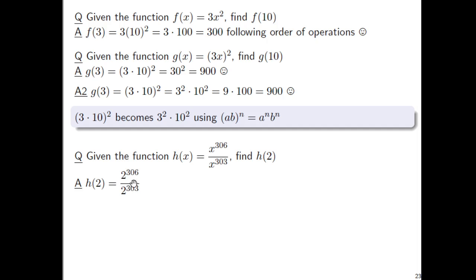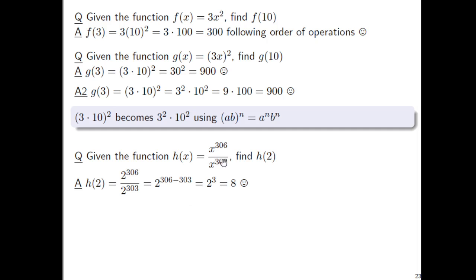Now, to simplify this, sometimes the thought is, oh, I'll just punch 2 to the 306th power into my calculator. That's not going to work on any calculator. So instead, we should apply the formula we just saw, that when you divide things with the same base, you subtract the exponents. So this will become 2 to the 306 minus 303. Go ahead and do the arithmetic there. Simplify the exponent to be a 3, and 2 to the third is 8.